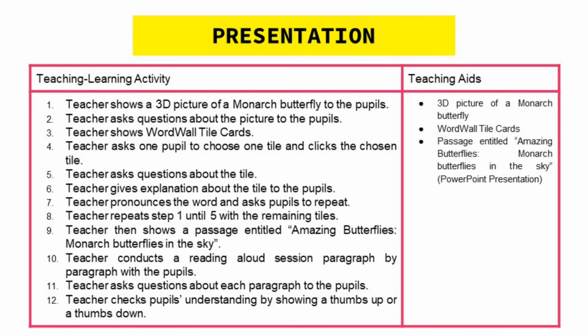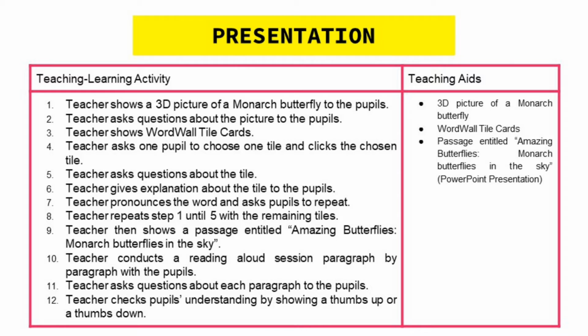Moving on to the presentation stage, the teacher will provide the pupils with more information and details about the monarch butterfly. In this stage, the reading activity will also take place. Firstly, the teacher will show a 3D picture of the monarch butterfly and will have a simple Q&A session about the picture with the pupils.